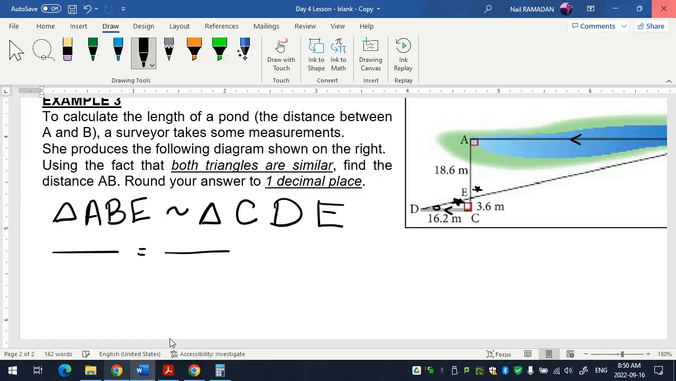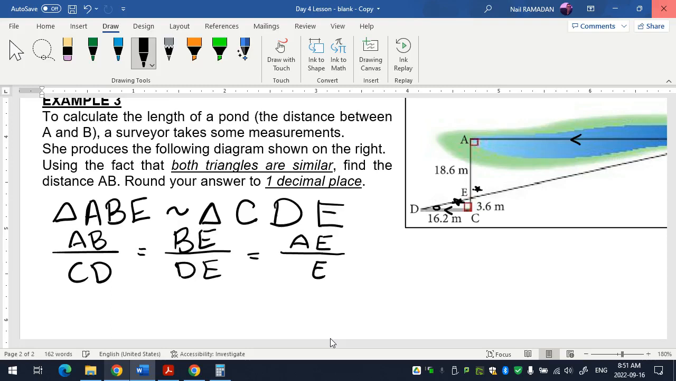Fraction, fraction, fraction. Okay. What numbers do we know? Oh, sorry. Before the numbers, we have to put the symbols. My bad. So yes, go ahead. AB over CD. And then BE over DE. And finally, AE. Thank you. That's another good C.